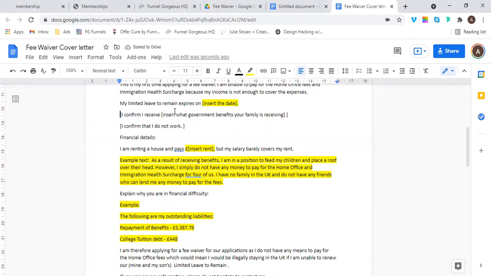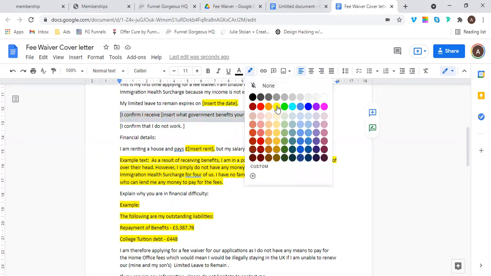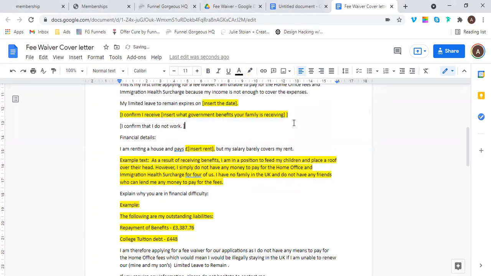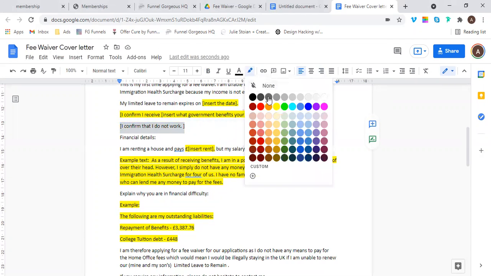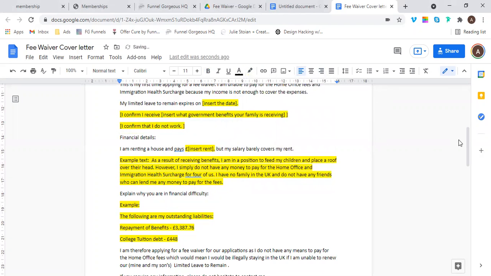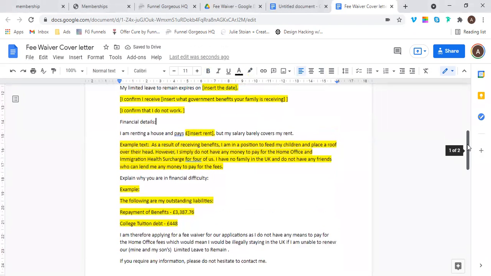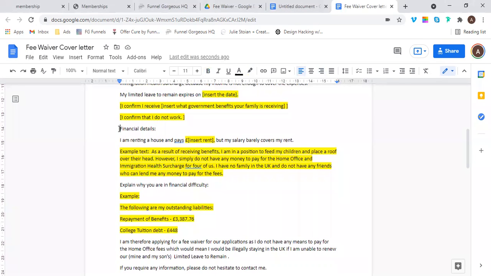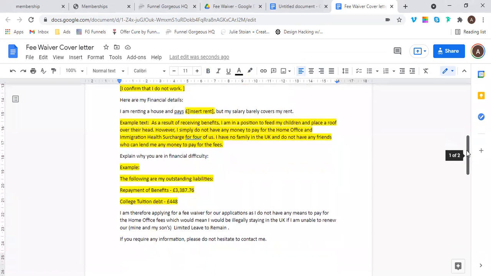I confirm that I receive, it depends on whether you're receiving government support benefits. If you don't, then you need to delete that. I confirm I do not work. So for example, you are unable to work because of illness, but you still have to renew your visa. And then you can say, here are my financial details. And then if you're renting, I'm renting a house and pay whatever amount of rent, but my salary barely covers the rent, if that is the case.